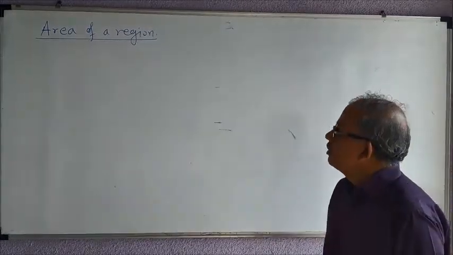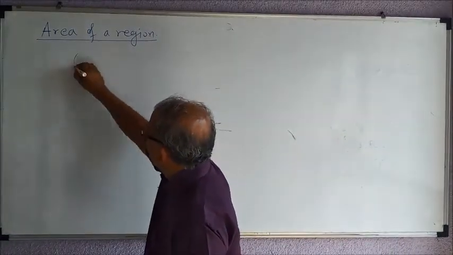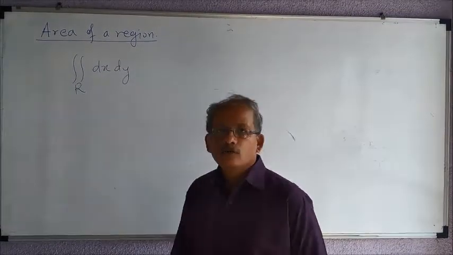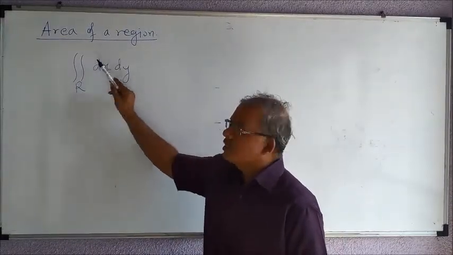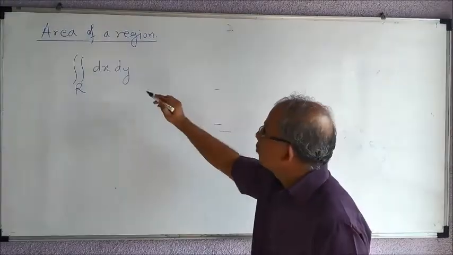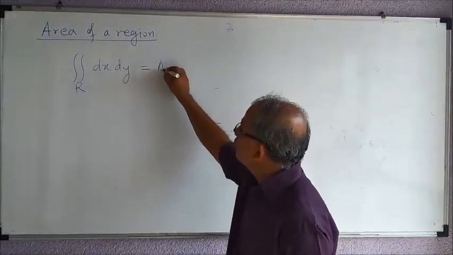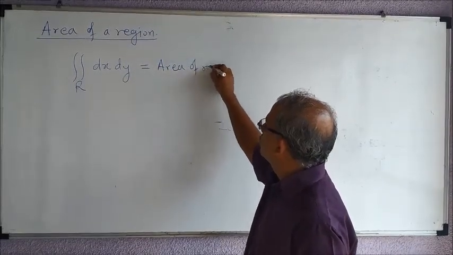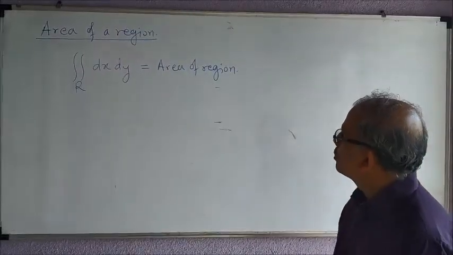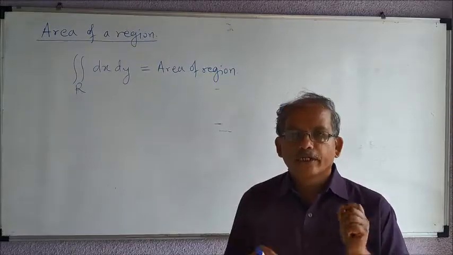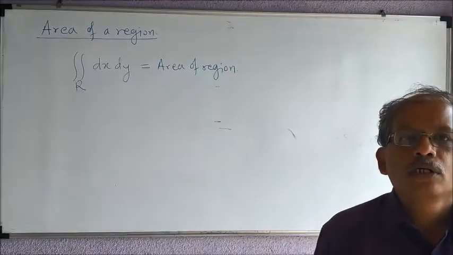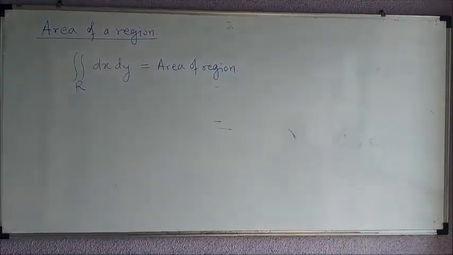So for example, if I just take double integration over R of dx dy, now here you note that there is no function inside this integration, only we are integrating over the region dx dy. This gives me the area of the region, right? So this we can use to get area of certain region, maybe that is represented in Cartesian form or maybe in polar form, right?